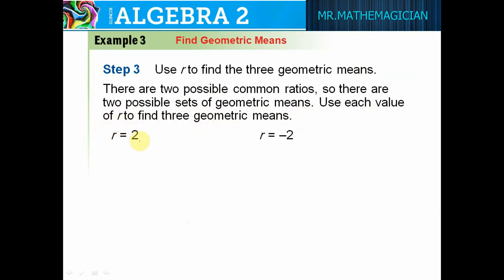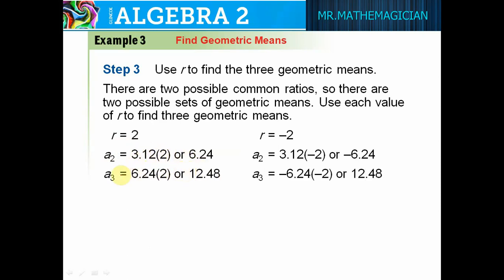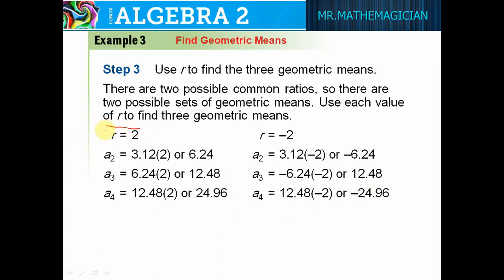So let's take r as 2 first. r as 2 will give you a2, meaning you are multiplying by 2: 3.12 times 2 is 6.24. Also a3 is 6.24, the second term, multiplied by 2, then the third term multiplied by 2, to create a2, a3, a4. The same is happening with negative 2, but we are multiplying by negative 2, so it gives you one negative, one positive, one negative, and so on. So don't forget to use r as 2, then use r as negative 2 to create two sequences.